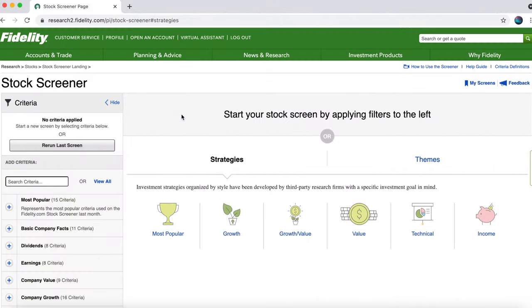All right, so I hope you found this video informative, especially if you are thinking about Fidelity as a potential broker, or if you have Fidelity and you haven't really exercised the stock screener or looked into all the features that it offers.